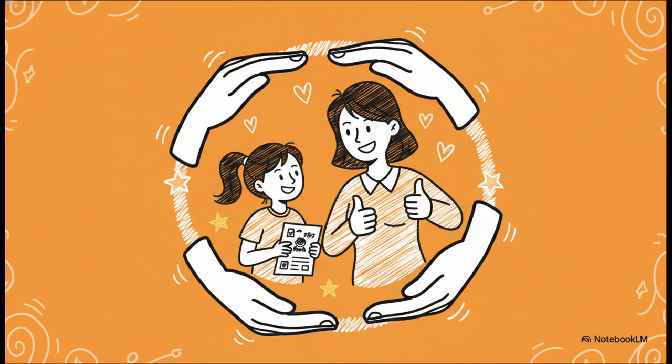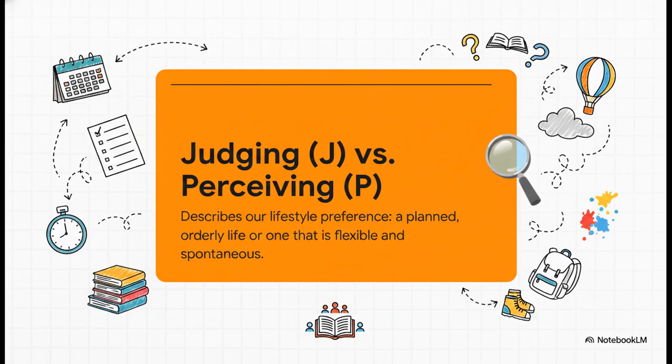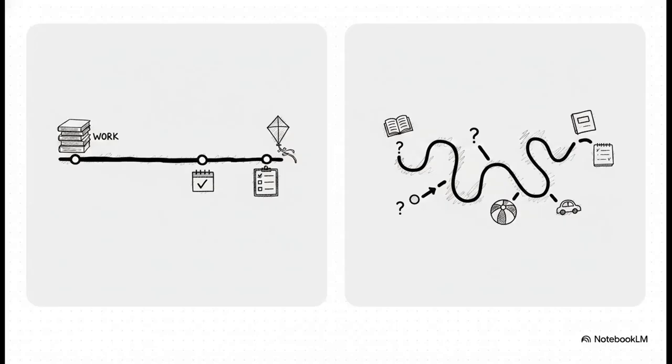And finally, our last dimension, judging versus perceiving. This is all about our outer world. Do we like things to be decided, planned, and orderly? Or do we prefer to keep our options open, staying flexible, spontaneous, and ready to adapt? Their whole approach to structure can feel like night and day. Judgers feel a sense of relief once a decision is made. They love plans, to-do lists, getting things settled. They are the classic work first, play later people. Perceivers, on the other hand, can feel totally boxed in by a rigid plan. They'd much rather keep their options open and adapt as they go. For them, play often energizes their work.